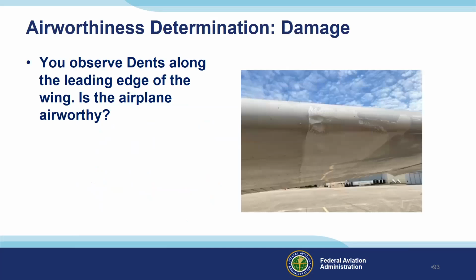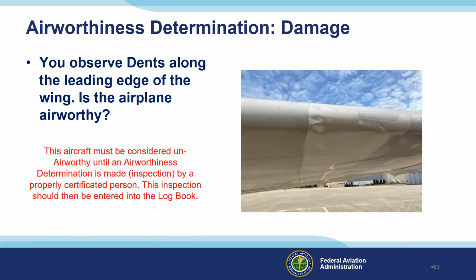This is actually an aircraft in the FSDO, our district, I think, being used in flight instruction, I believe. And notice the dents on the leading edge of the wing. So is the airplane airworthy? Well, it has to be considered unairworthy until a determination is made by a properly certificated person.